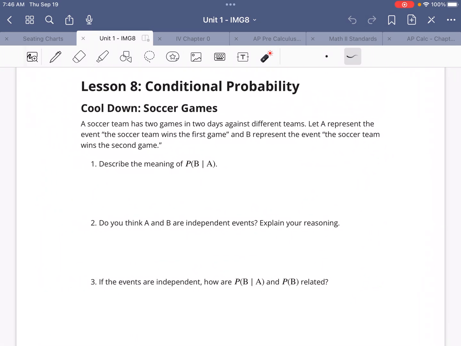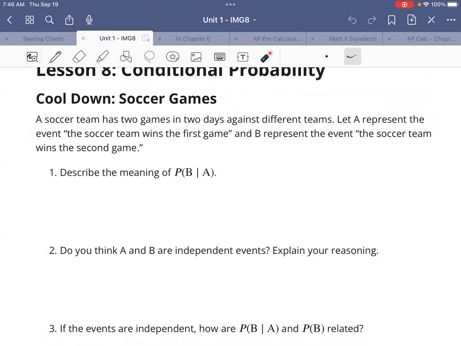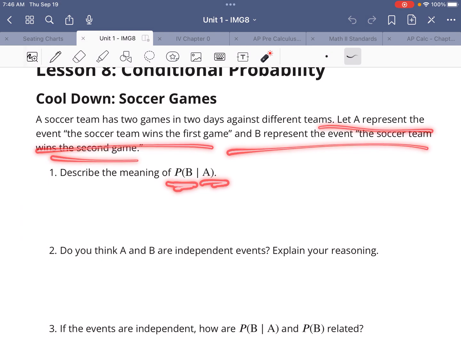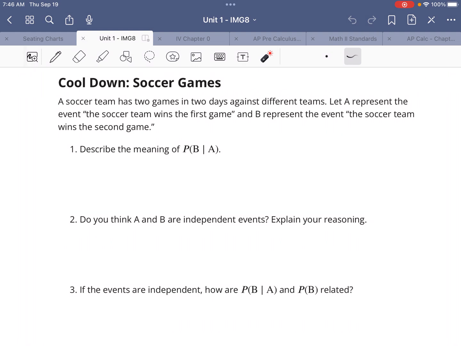Soccer games. A soccer team has 2 games in 2 days against different teams. Let A represent the event the soccer team wins the first game, and B represent the event the soccer team wins the second game. So describe the meaning of B given A. What's the probability of B if we know that A has happened? And then, do you think A and B are independent events?